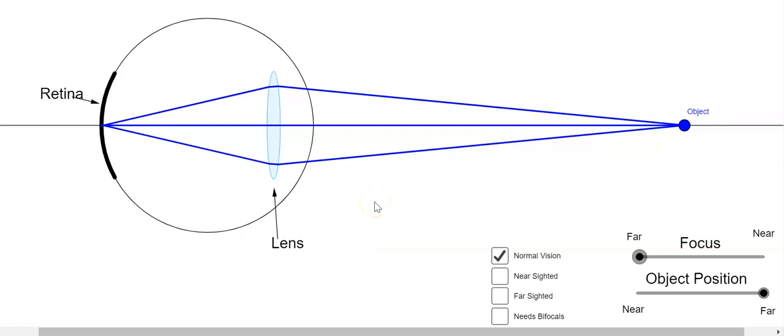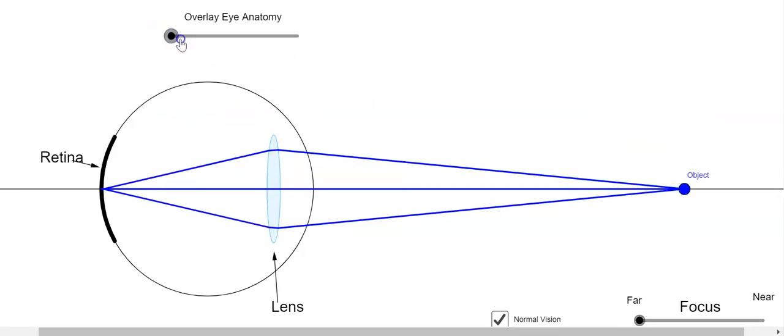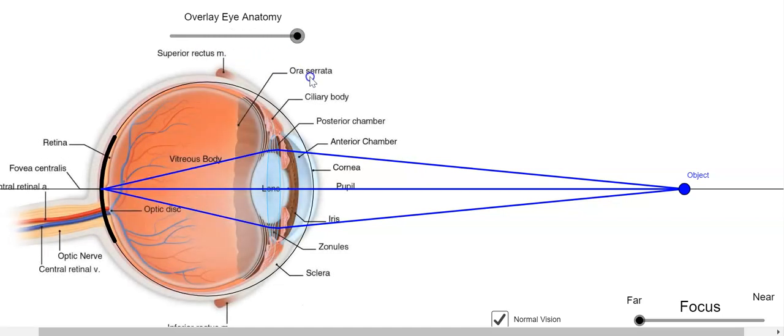All right, I wanted to give you a little overview of how this simulation works. It's actually a really nice simulation because it shows how the eye works and uses refraction. So this is a very simplified picture of the eye. If you scroll up here, you can put the eye anatomy on there for you folks that really like biology. But it's really very interesting.